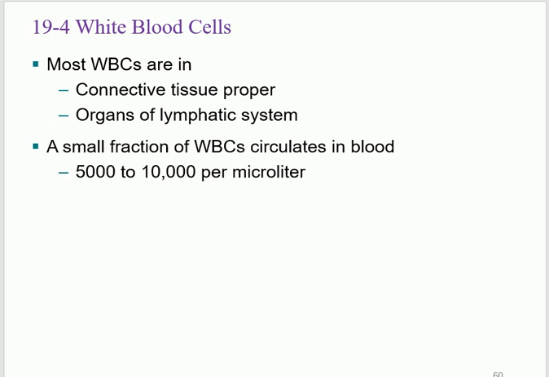What's the average for red blood cells? 5 million. What's the average for this? 5 to 10 thousand. You see the comparison? There is no comparison, right? We're talking about thousands versus millions. And that's why red blood cells are 99% of the blood. Okay? So this is a normal number.